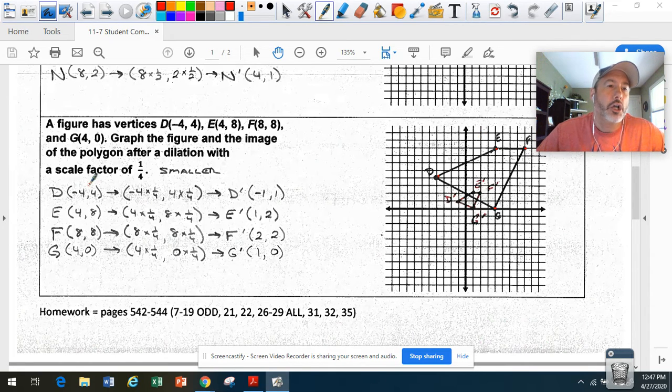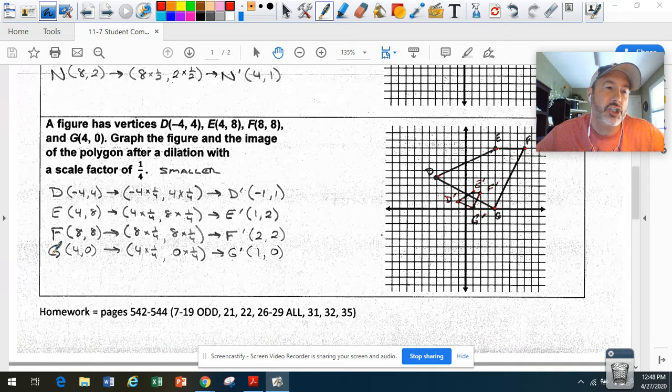Okay, very good. So we take our D, which is negative 4 comma 4. We multiply each of those by 1/4, which D prime becomes negative 1 comma 1. So negative 1 comma 1, right there is our new point. E, 4 comma 8. Multiply the X and the Y by 1/4, which gives us E prime is 1 comma 2. And here is E prime right there. F, 8 comma 8. Multiply those each by 1/4, gives you 2 comma 2. So F prime is going to be at 2 comma 2.